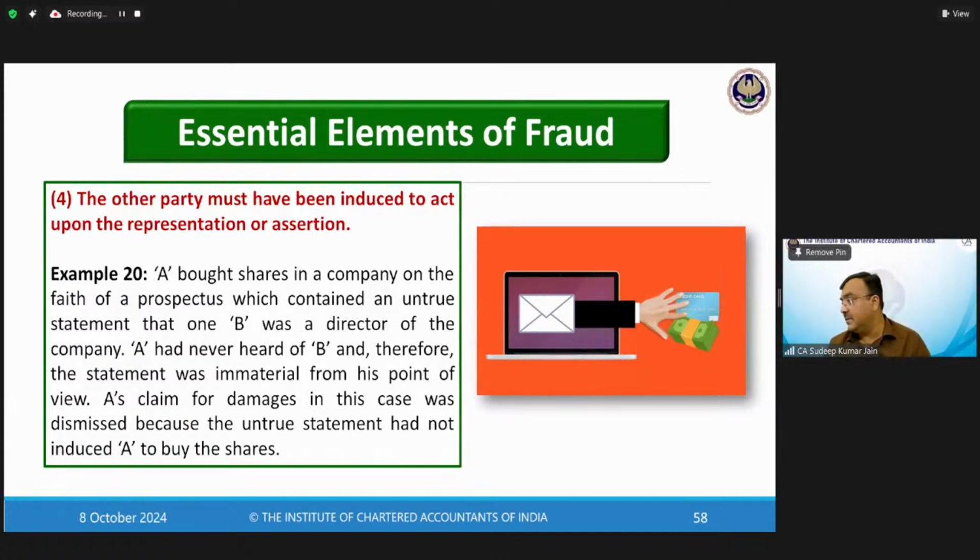Please read it once again. Miss Goramba is asking, sir, will these examples come in exams? No. Practical problems, descriptive problems will come in the exam. So you have to solve that problem with the provisions of these sections, right?